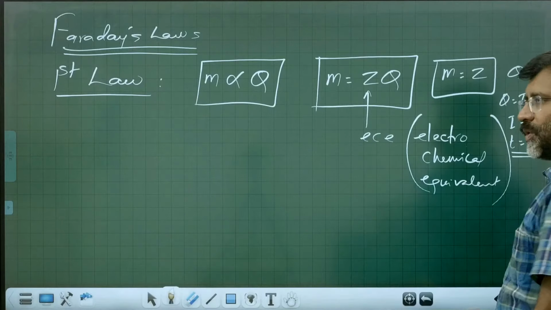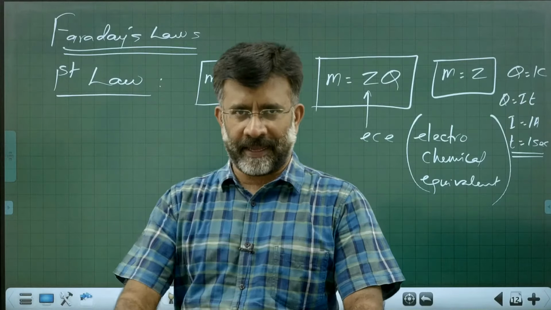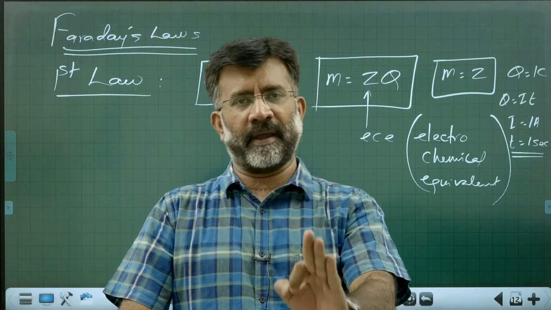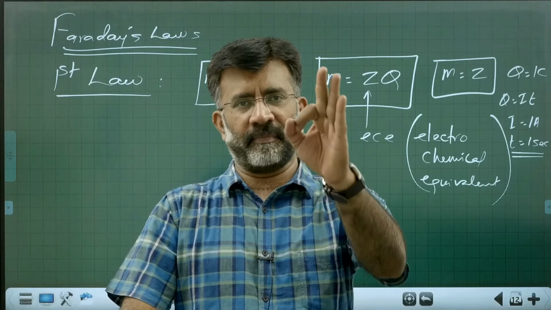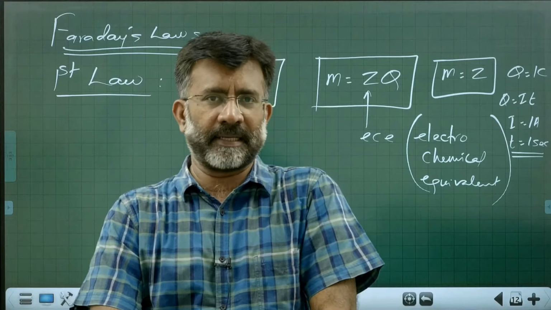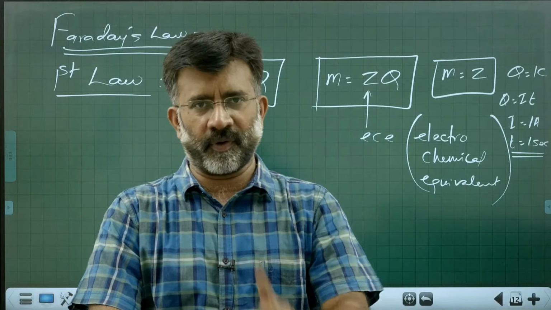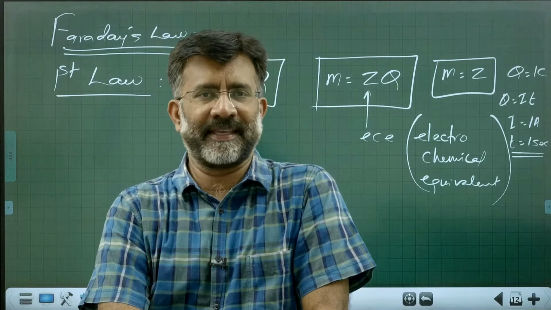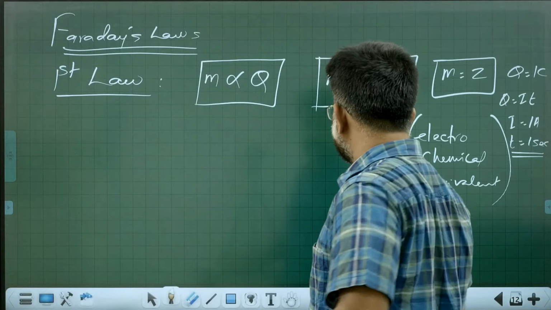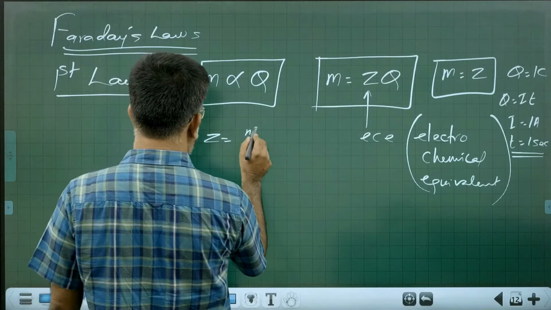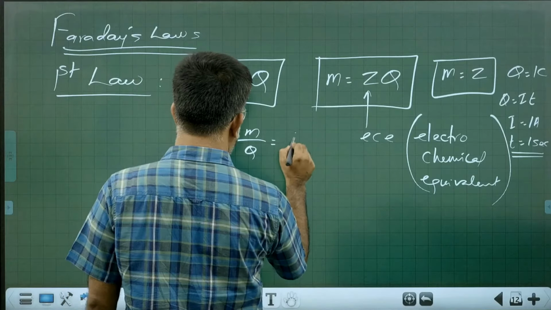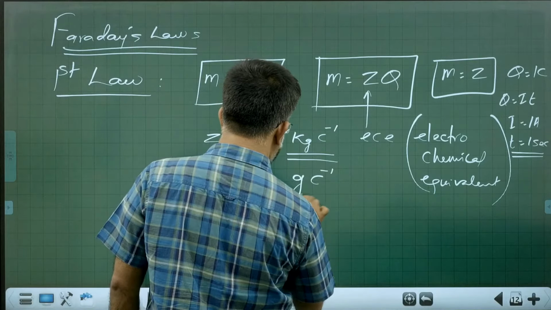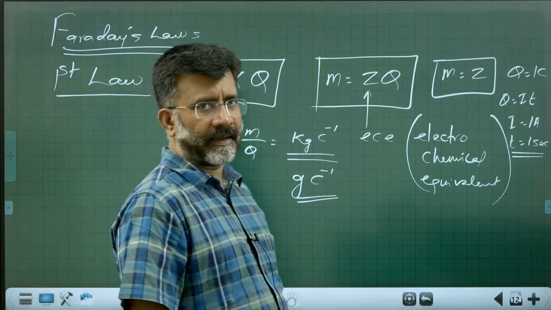That is 1 coulomb. So we can define Z as ECE, electrochemical equivalent, as the amount of matter deposited or dissolved by the passage of 1 ampere current for 1 second. That is 1 coulomb electricity. That is the definition of ECE. And Z is equal to M by Q. So it will be kilogram per coulomb or gram per coulomb. That is the unit of Z, gram per coulomb.